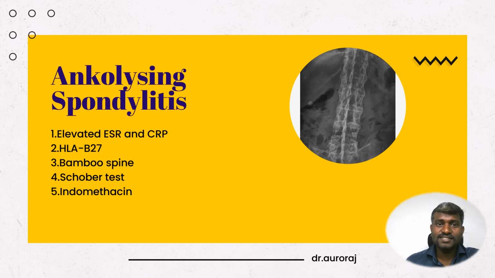Ankylosing spondylitis. The moment you have seen this X-ray, you're going to mark it as what? Bamboo spine. I'm pretty sure each and every one of you has identified this as bamboo spine. Now, for clinical questions, you're also going to remember a few more points: the patient is going to be presented with ESR and CRP elevation, and he is going to have autoimmune HLA-B27, and of course as the X-ray shows, he is going to have bamboo spine, and we are going to do Schober's test, and the treatment is going to be NSAIDs. We are going to give indomethacin.